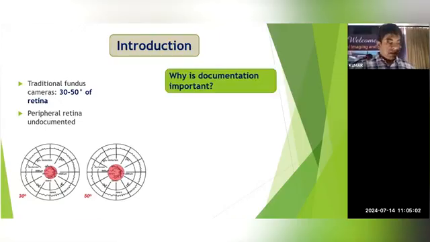So why is documentation important? Okay. Is there a laser pointer?